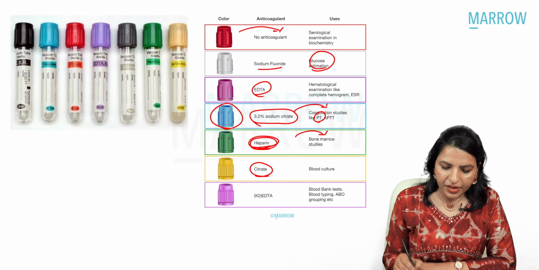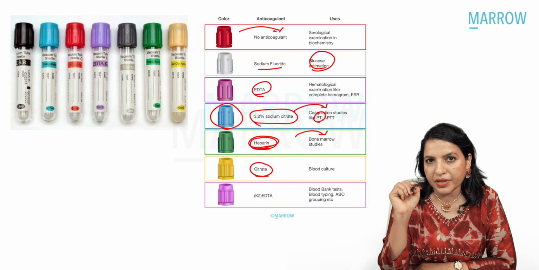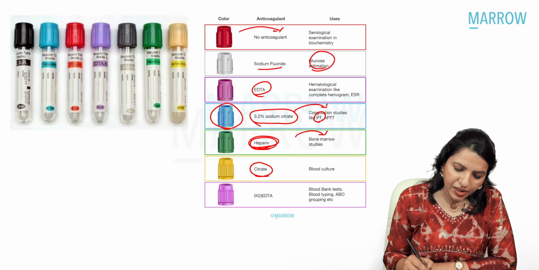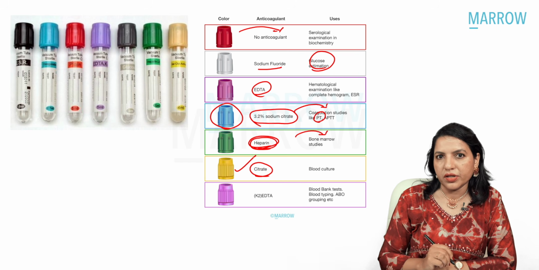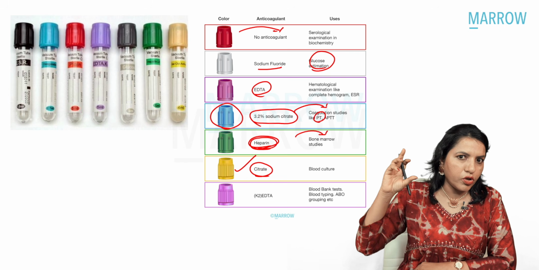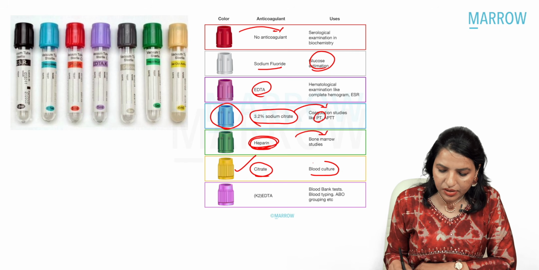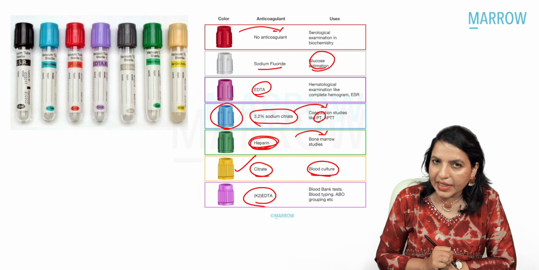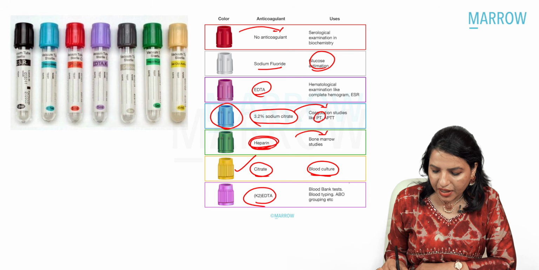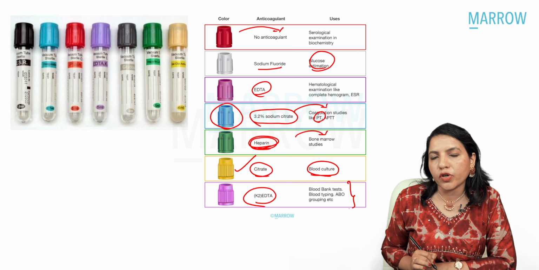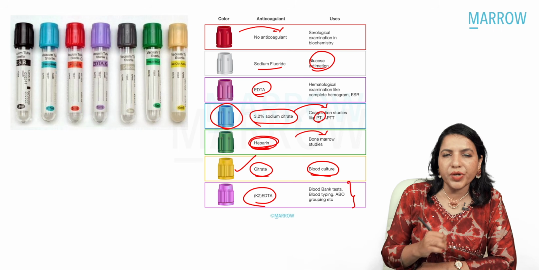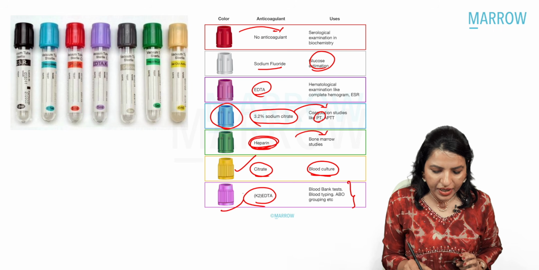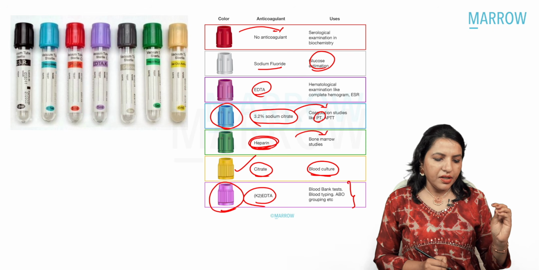Then comes another one. Citrate is present not only in the light blue, citrate is also present in the yellow color coded collection tube or Vacutainer as well. That is used for blood culture. Then there is one more, which is the EDTA itself, that is potassium EDTA, which is basically used for blood bank studies, ABO grouping, etc., mostly going for the transfusion medicine part. That is almost a lavender colored bottle.